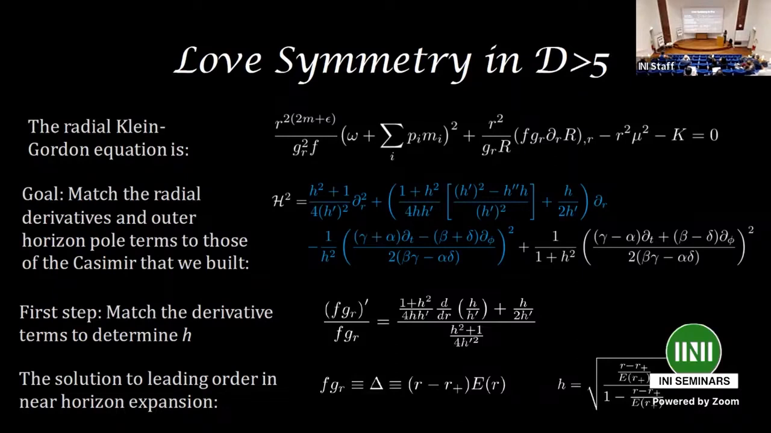Okay, so in the end, that's what we end up doing. This is still a work in progress, but the idea is that we can match the derivative terms like always. We don't say that the derivative terms actually equal each other, but that they're at least proportional to one another. And then the solution to leading order in the near horizon expansion.